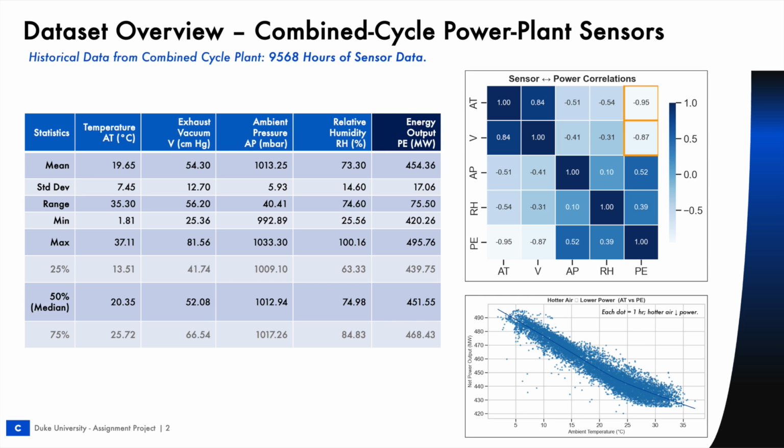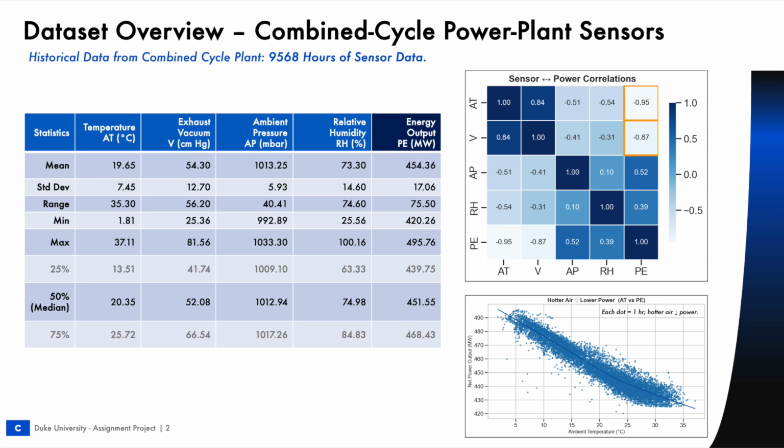420 to 496 megawatts. In the correlation heat map, the 2 almost white squares jump out: temperature to power at minus 0.95 and vacuum to power at minus 0.87. White in this palette marks the strongest negative links, so hotter air and higher back pressure sharply reduce output. Because we're predicting a continuous number, this is supervised regression, and we'll score models with root mean squared error in megawatts, the plant's own units.